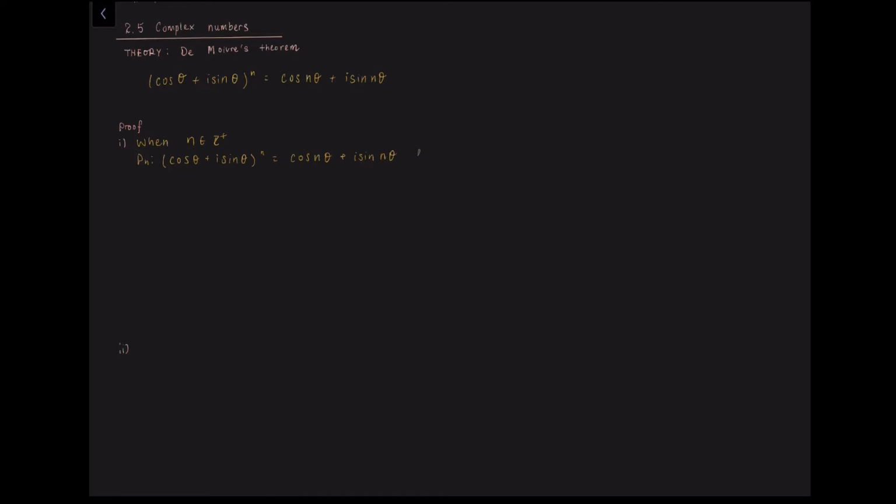And when n equals 1, we have the left hand side equals (cos theta + i sin theta)^1, which equals cos theta + i sin theta. Then for the right hand side, we have cos 1 theta + i sin 1 theta, which equals cos theta + i sin theta. So left hand side equals right hand side. Hence we say that P1 is true.